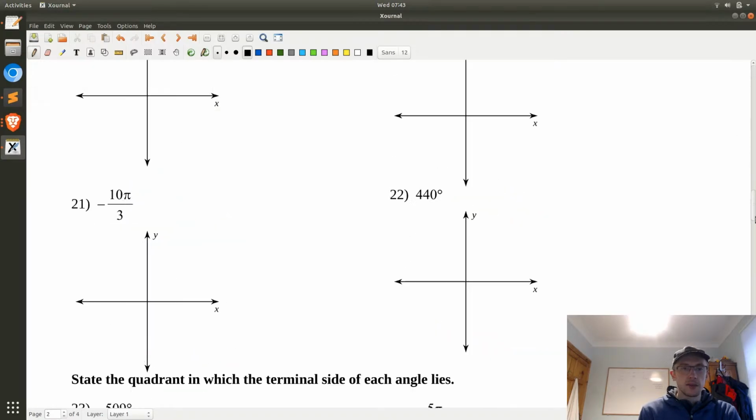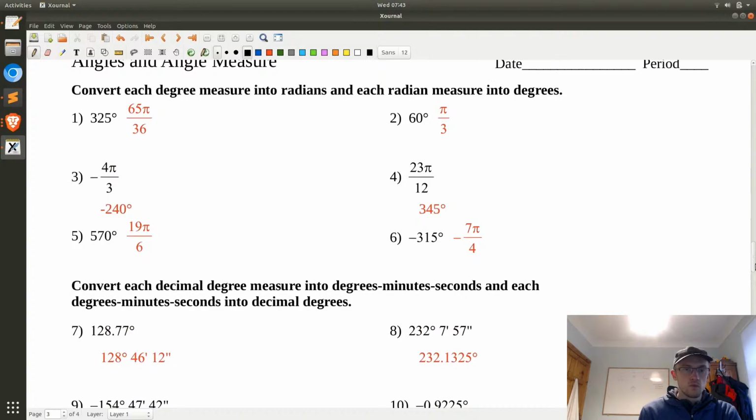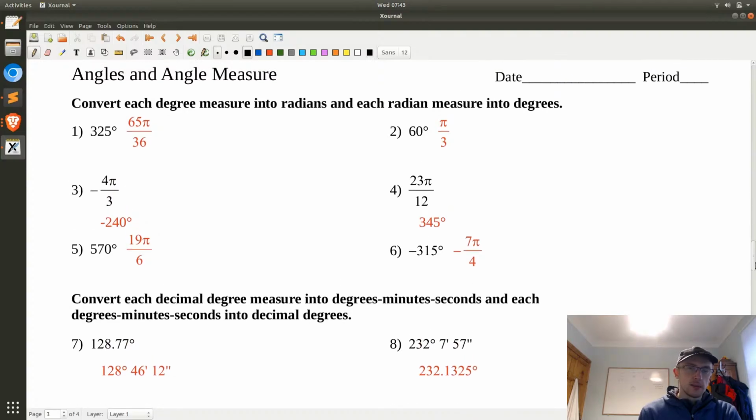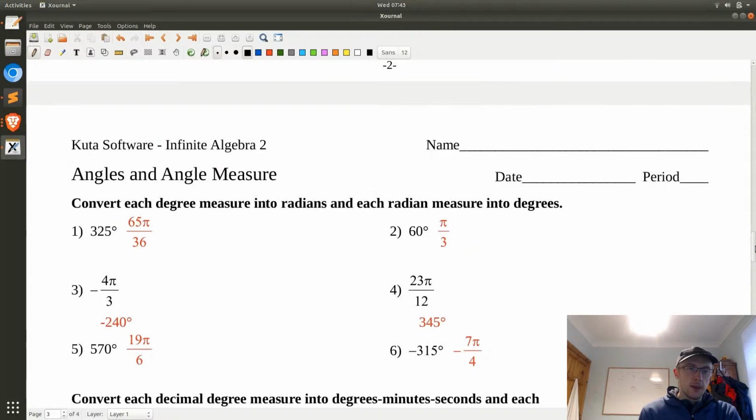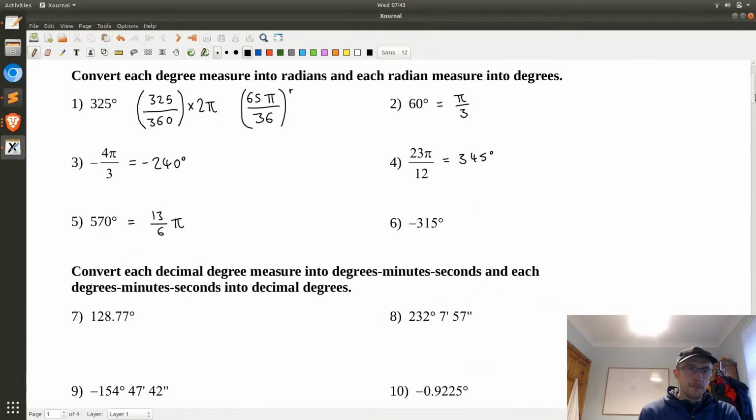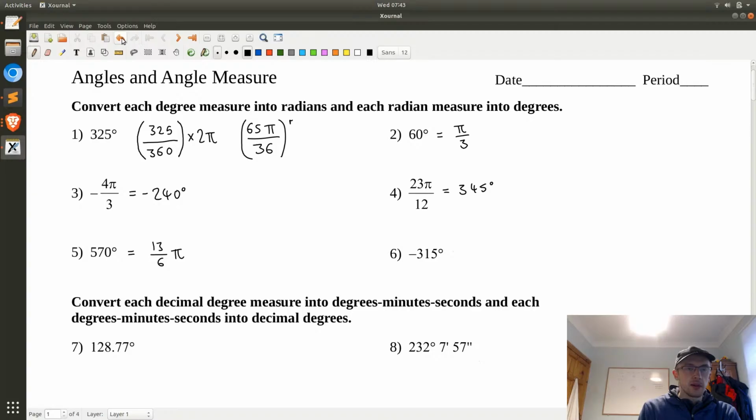Let's check. They say 19/6. Okay, well, oh, I see what my error is. 2 pi is 12, and 12 add 7 is 19. Okay, fine. It's important to check.